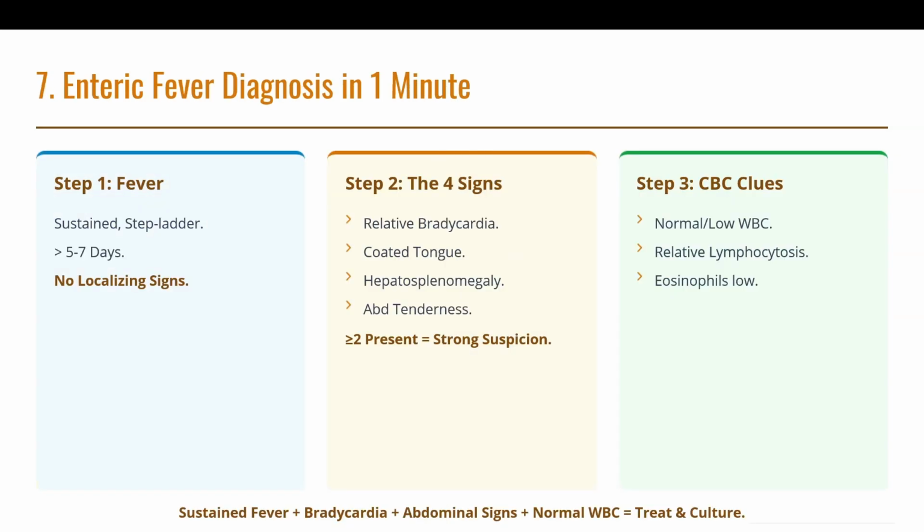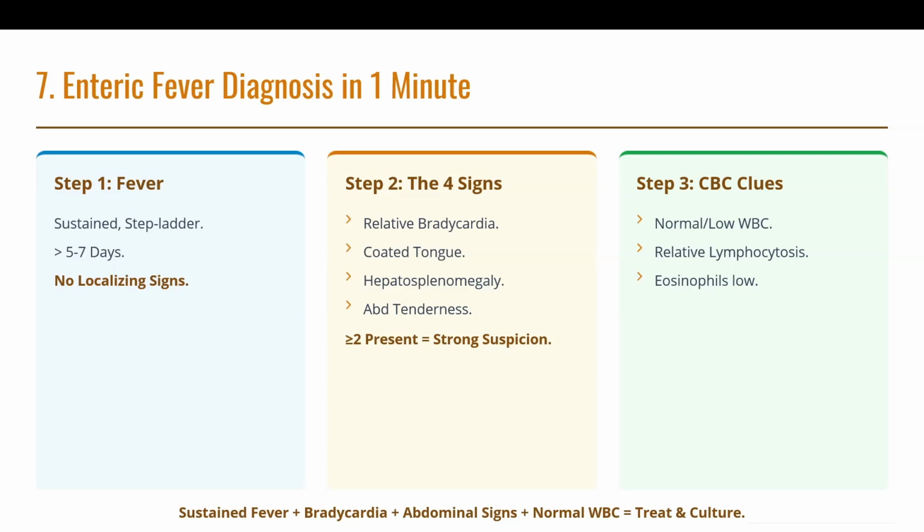So, enteric fever diagnosis. When the patient is in the emergency and you want to suspect enteric fever, there are just four things you need to consider: sustained fever for more than 5 to 7 days in a stepladder pattern with no other localizing signs; relative bradycardia, with a pulse around 60s to 70s not correlating with the fever pattern, that is fever-pulse dissociation; and a coated tongue, hepatosplenomegaly, and abdominal tenderness, all suggestive of enteric fever. If two or more of these signs are present, there is high suspicion of enteric fever. There can be abdominal signs such as abdominal tenderness or hepatosplenomegaly.